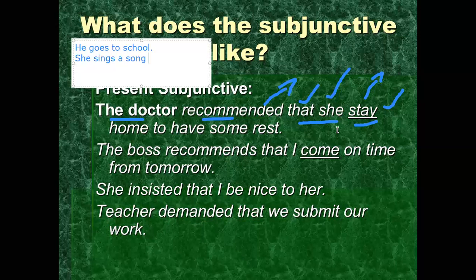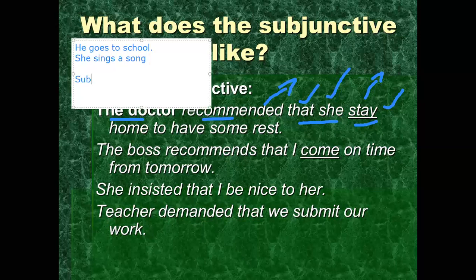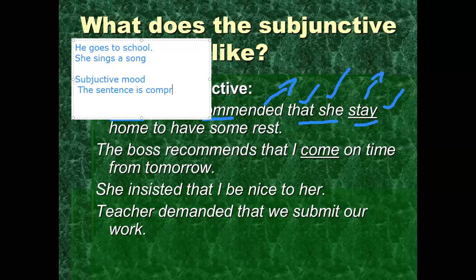So there are three things about the subjunctive mood. The sentence is comprised of two clauses, main and dependent.